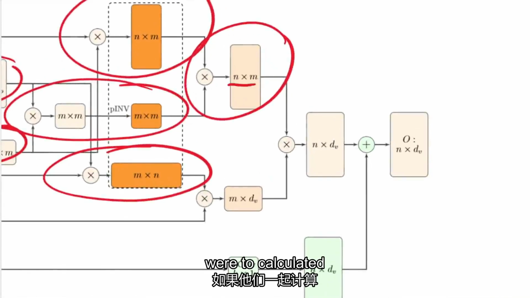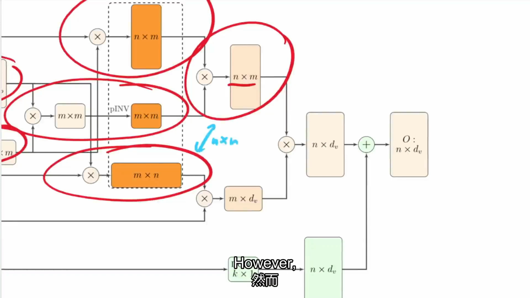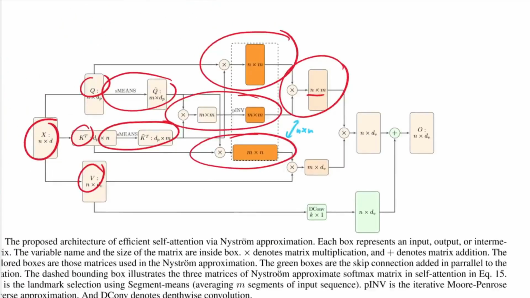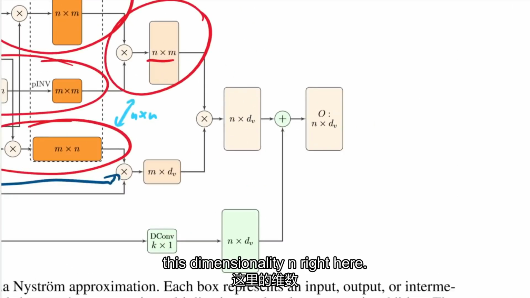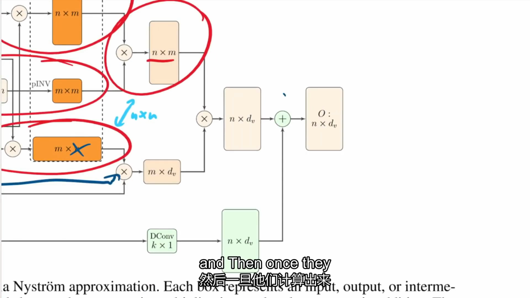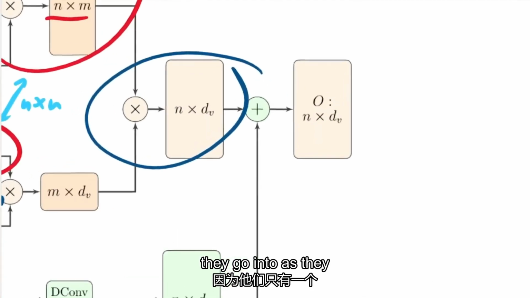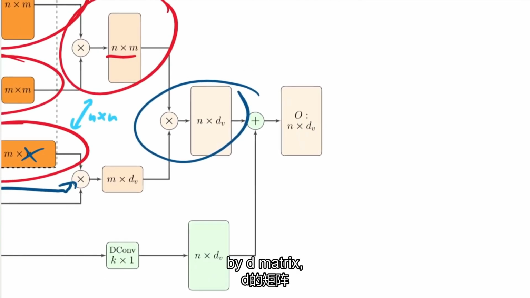Now, if they were to calculate it together with this, it would give them back an n by n. They don't do it, however. They first calculate the product together with the values, which is ultimately what you want, in order to reduce this dimensionality n right here. And then once they calculate that, they only have an n by d matrix.